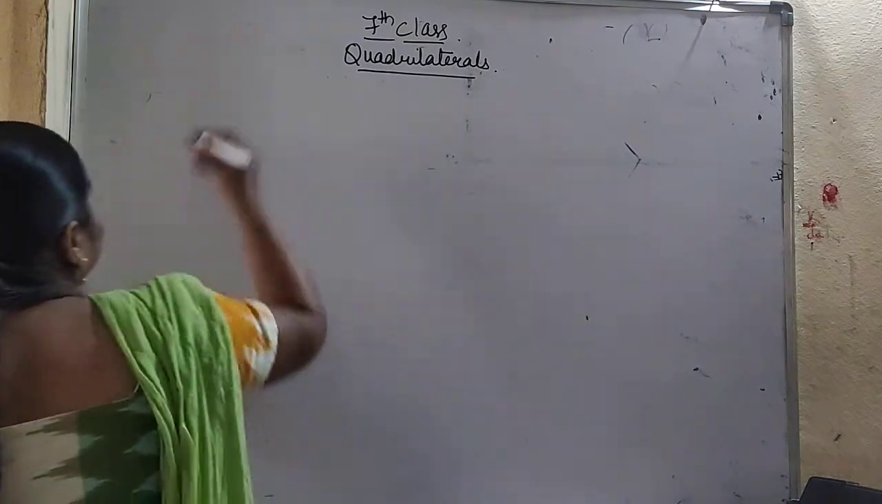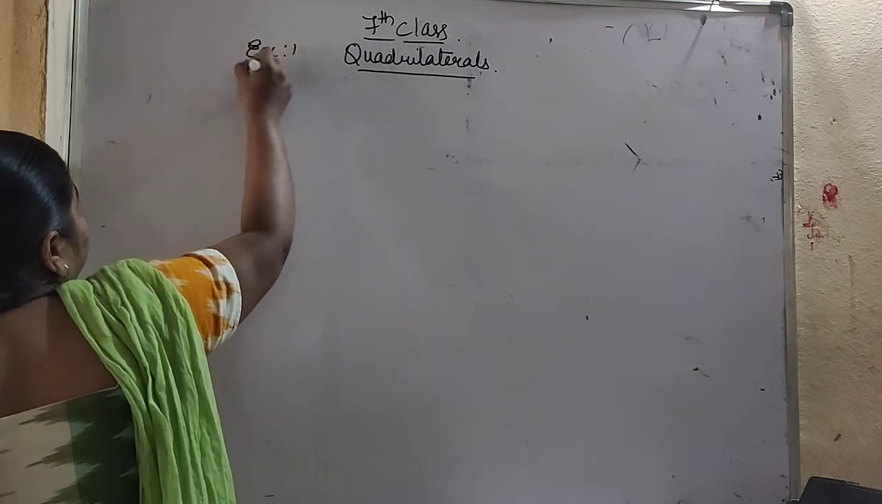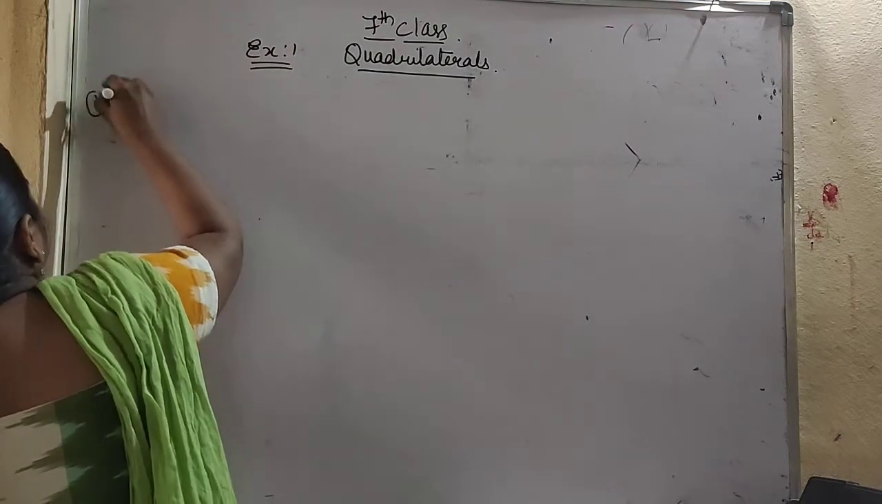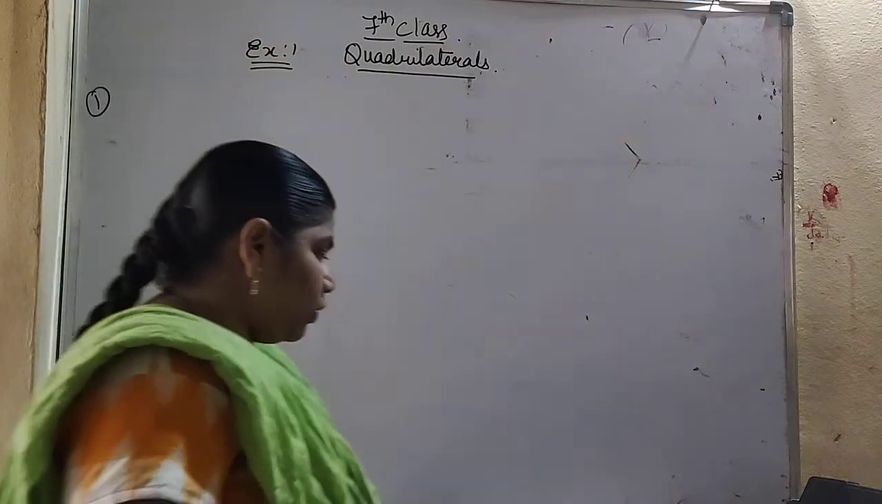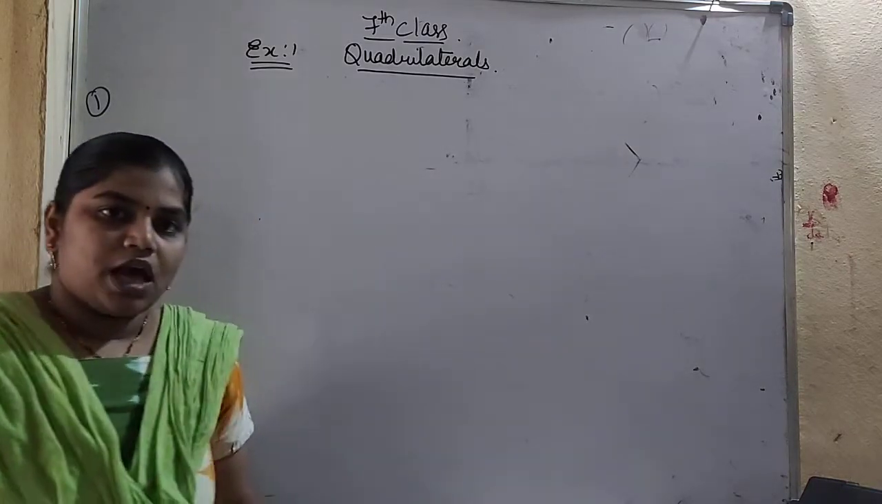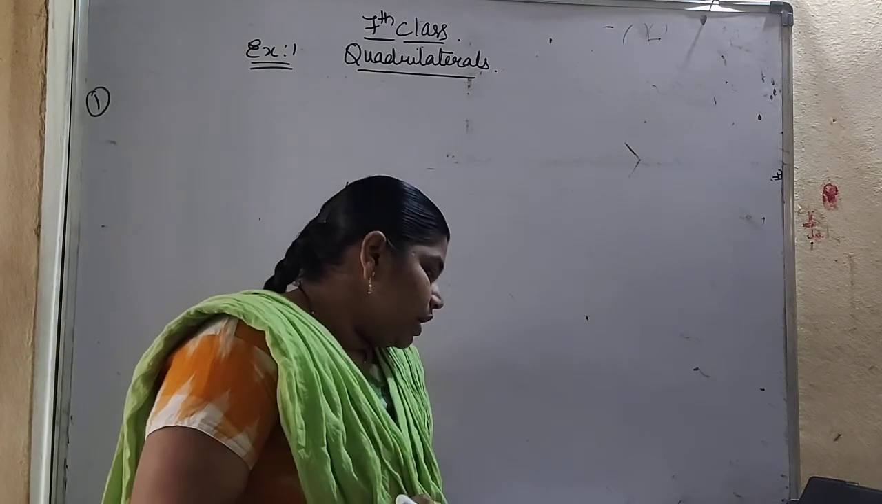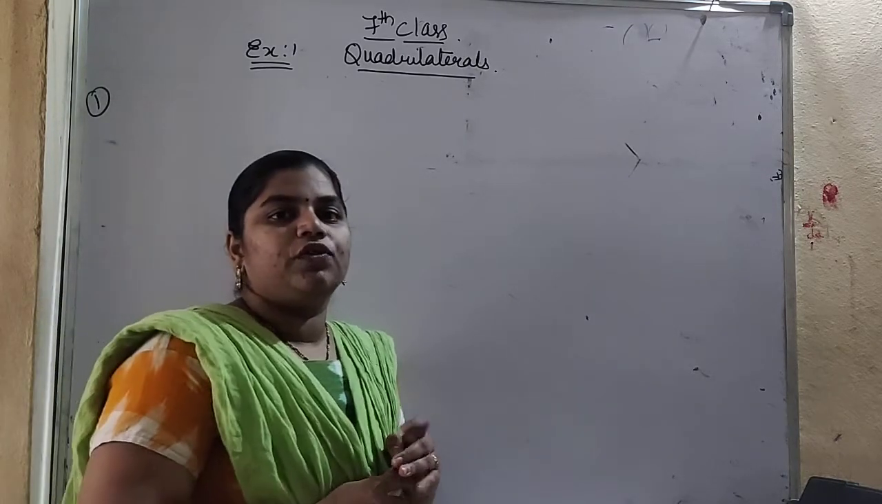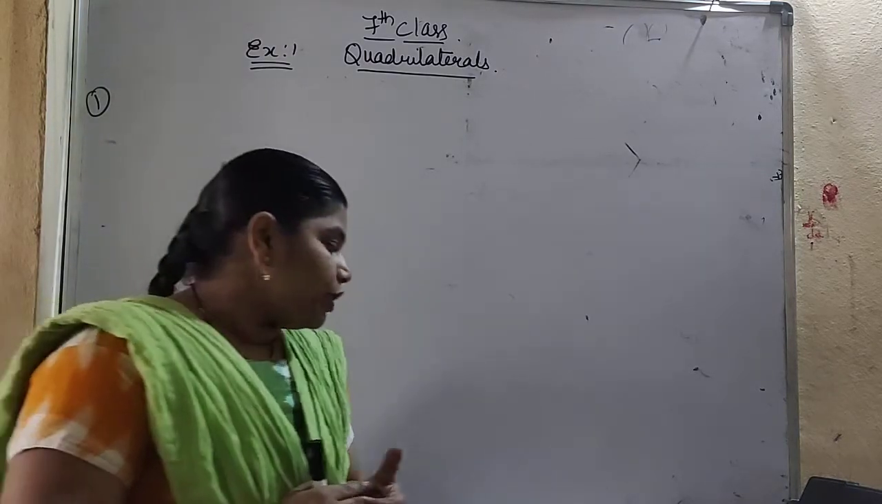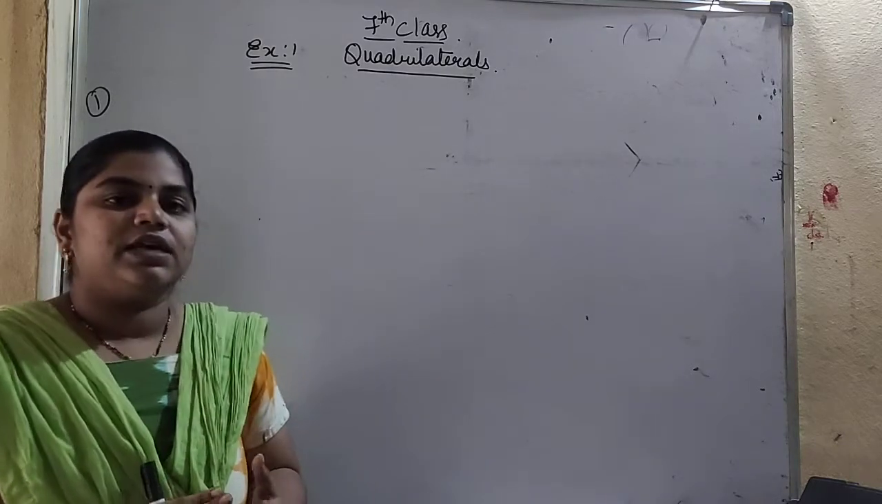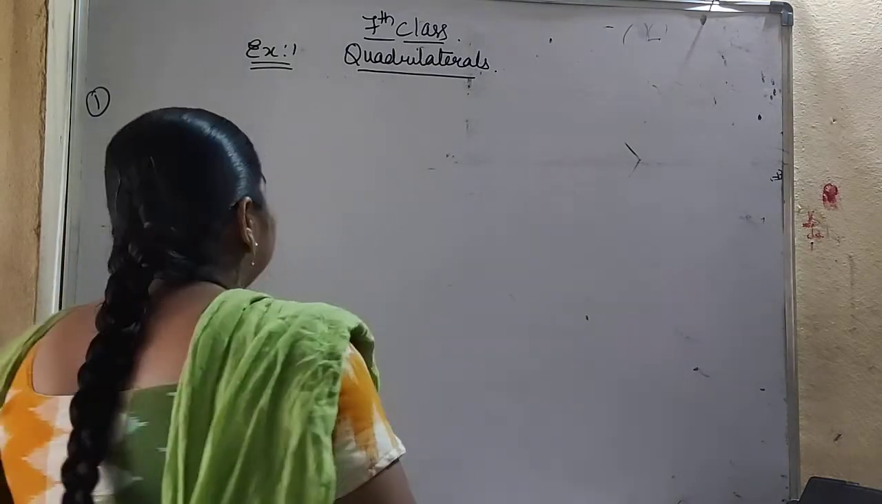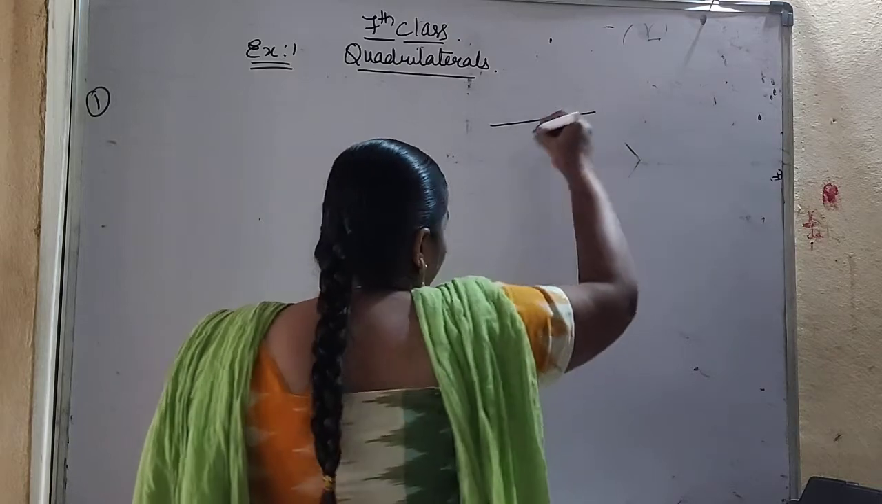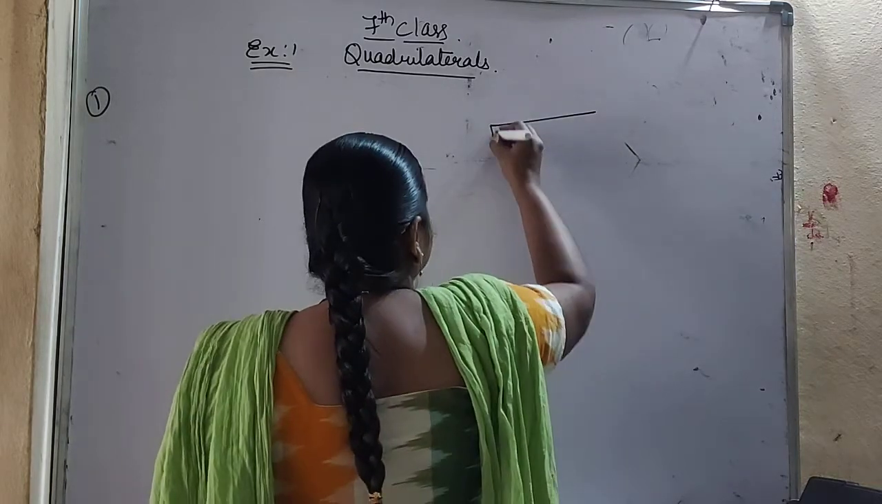So exercise number 1. In the first question, in the quadrilateral PQRS, they have given one figure PQRS. Name the sides, angles, vertices and diagonals. So we have to name what are the sides, what are the vertices, what are the angles and what are the diagonals in that. So what is the figure they have given in this way?